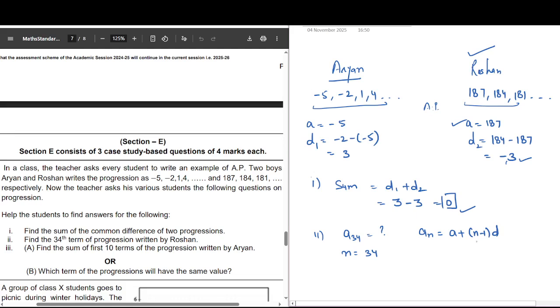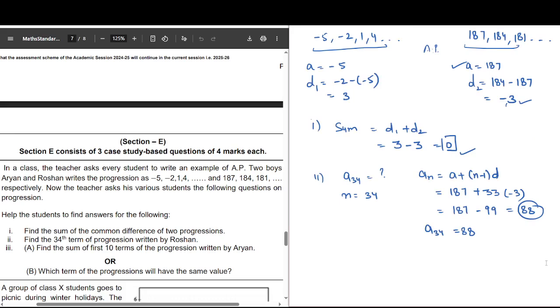So now let's put the values. So A is here 187 plus n minus 1, n is 34, so it will be 33, and the common difference is -3. So we are getting 187 minus 99. So the answer is 88. That means the 34th term of the progression which is given by Roshan is 88.